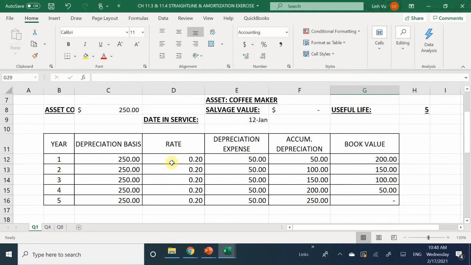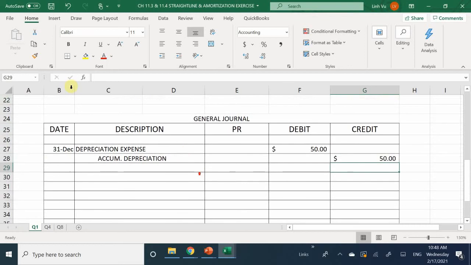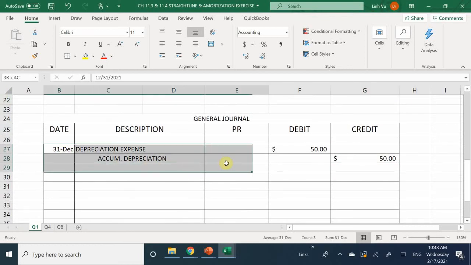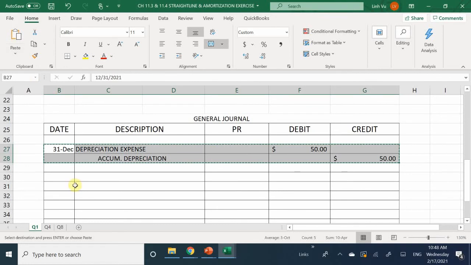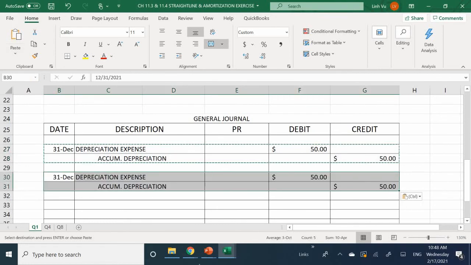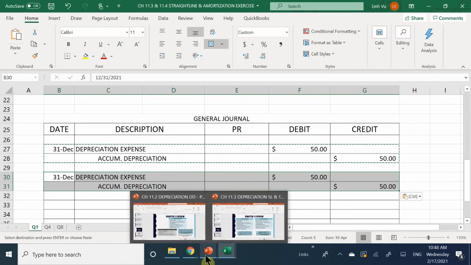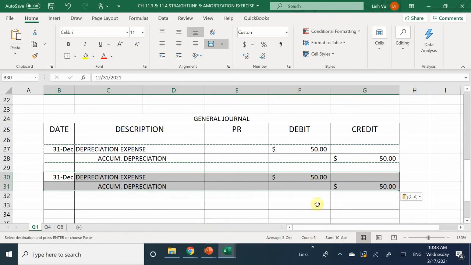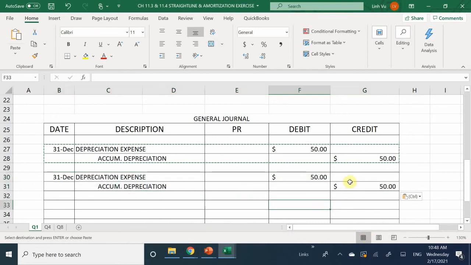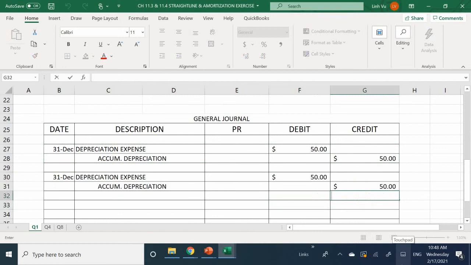Depreciation expense for the second year is 50. So that makes my journal like this, right? Obviously, the year is going to be different, but it's going to look identical. Okay? Depreciation expense, accumulated depreciation, both for $50.